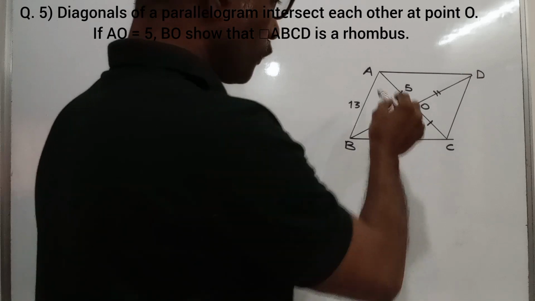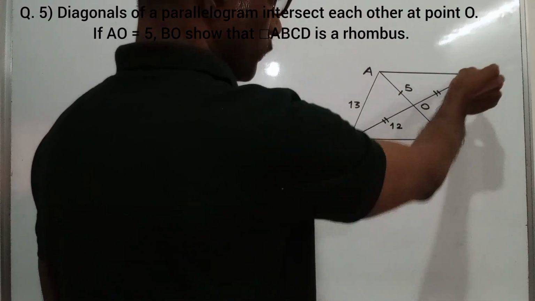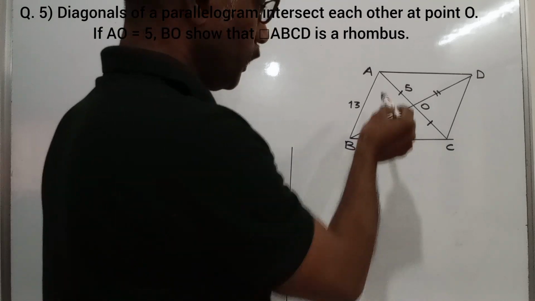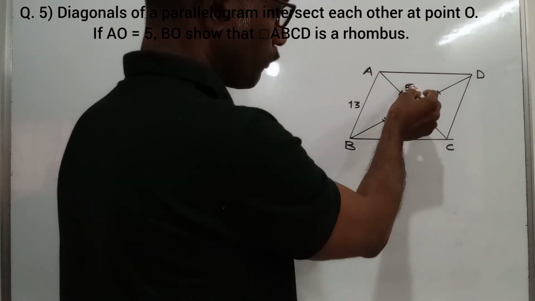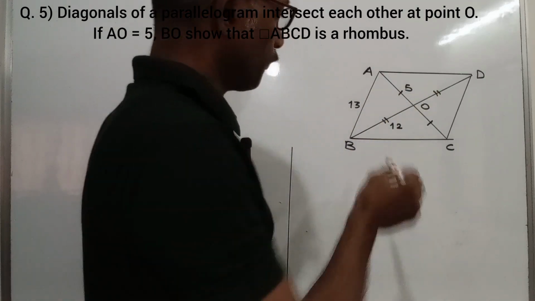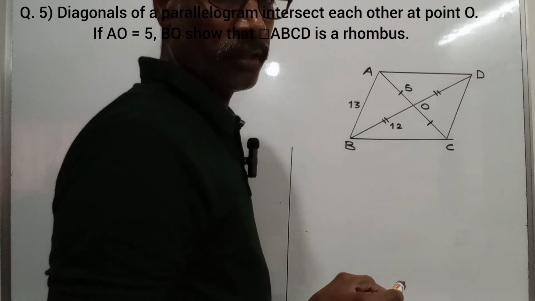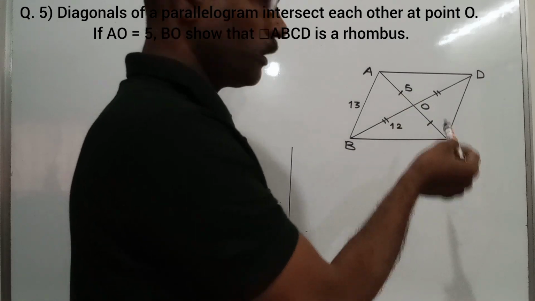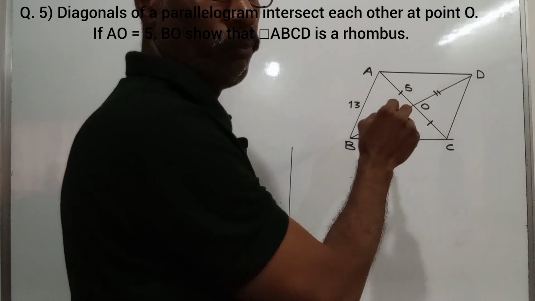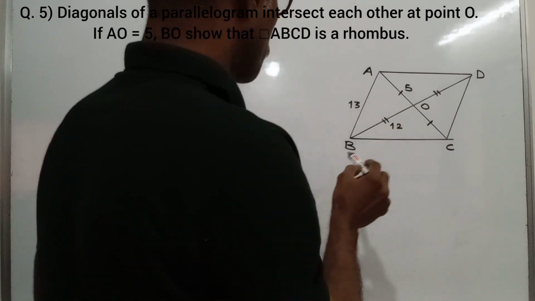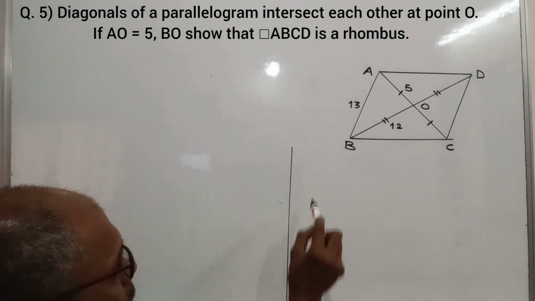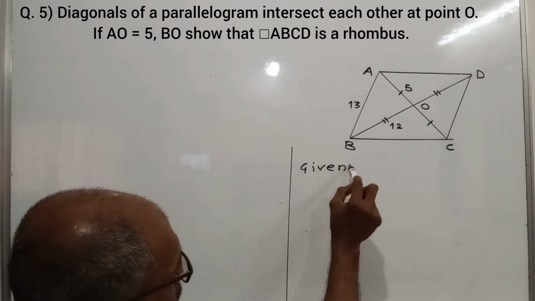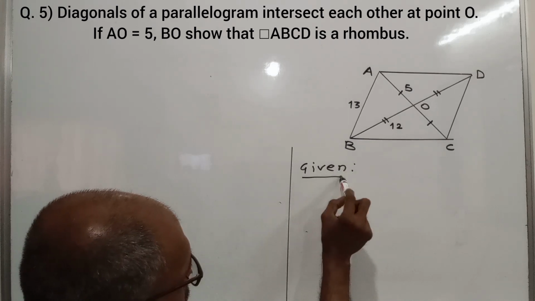Okay, now we have given diagonals AC and BD. AO, BO are 5 and 12, AB is 13. This is a parallelogram. Then prove that this is a rhombus. Okay, now first of all we write given. See here, given. What is given?